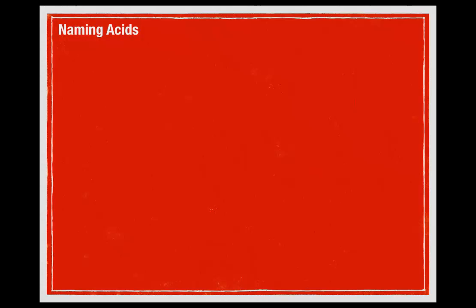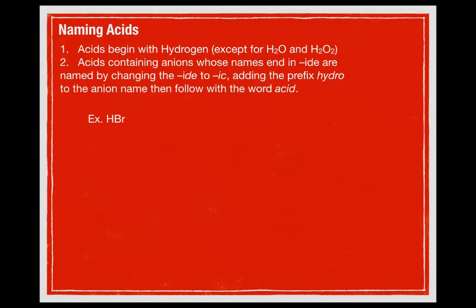The last thing that we have to talk about is naming acids. The reason I left this for right now is because it allows you to apply what you learned with naming ionic compounds to naming acids, so you can review. Keep in mind, just as a review, an acid is a compound that begins with hydrogen. Now, water and H2O2 are not acids. For right now, they're not acids.